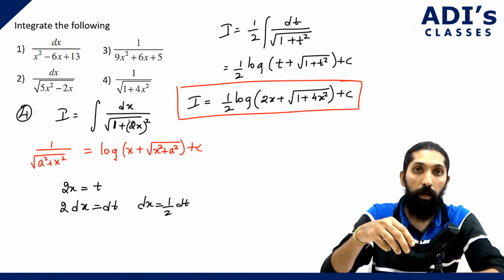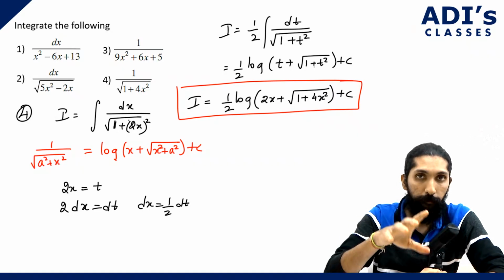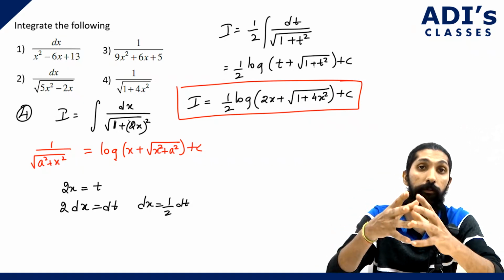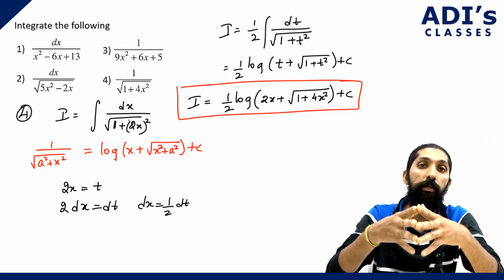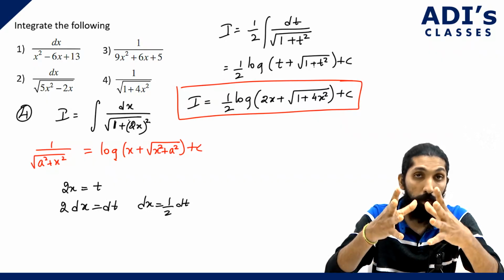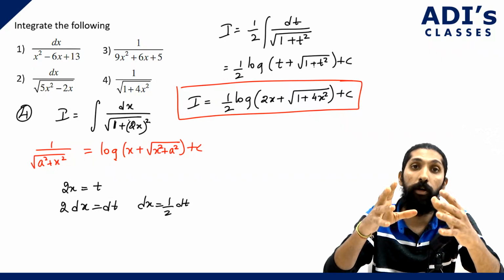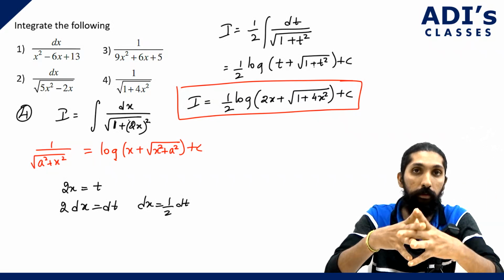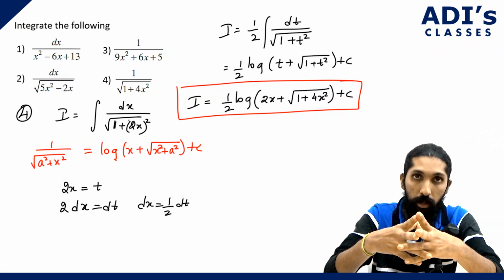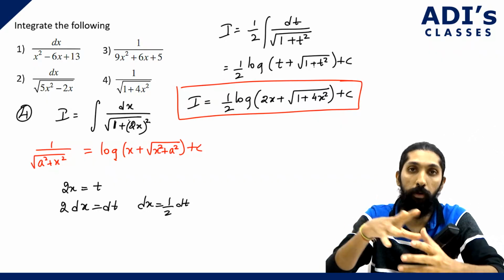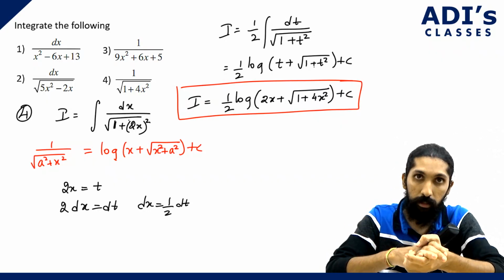Okay. Now in the next video, there are a few other types. That is, what if the numerator has something like px plus q, where you have a linear polynomial? Then how do we solve those kinds of problems? We'll discuss these things in the next video.